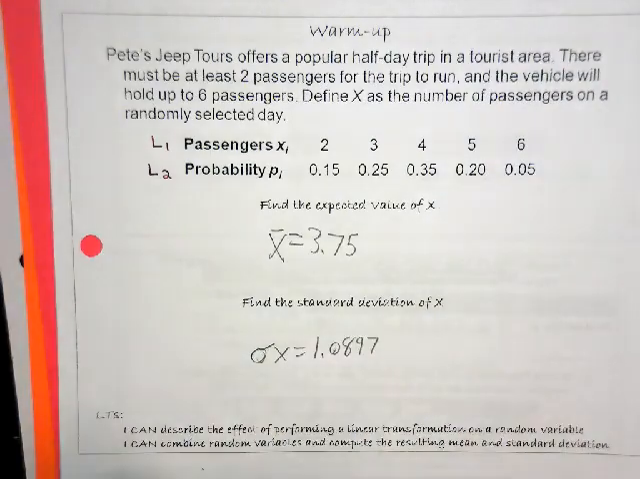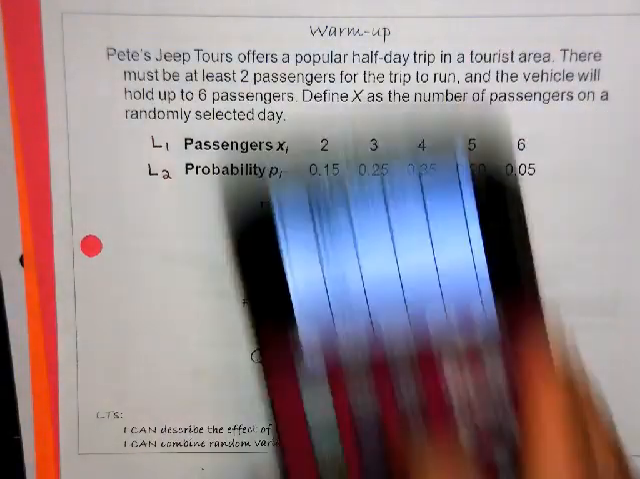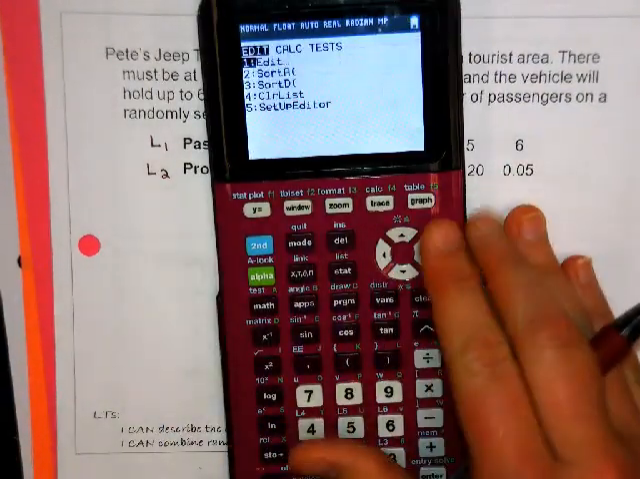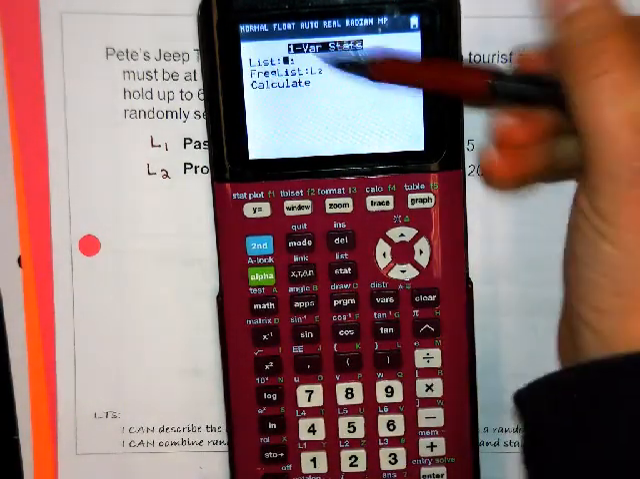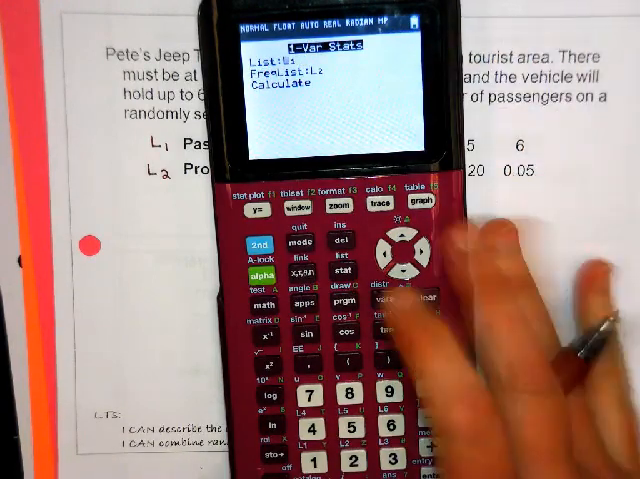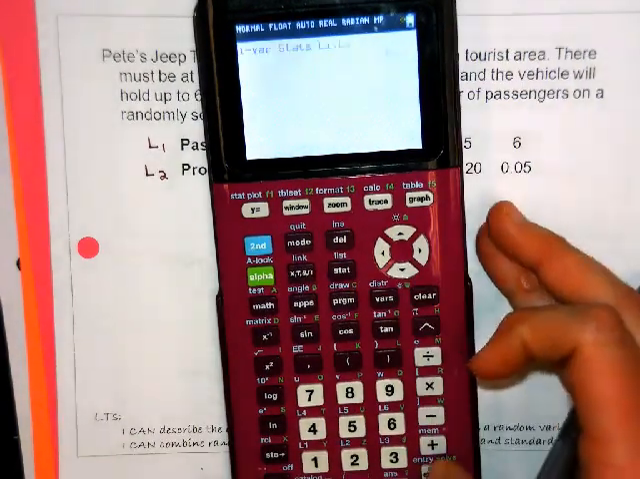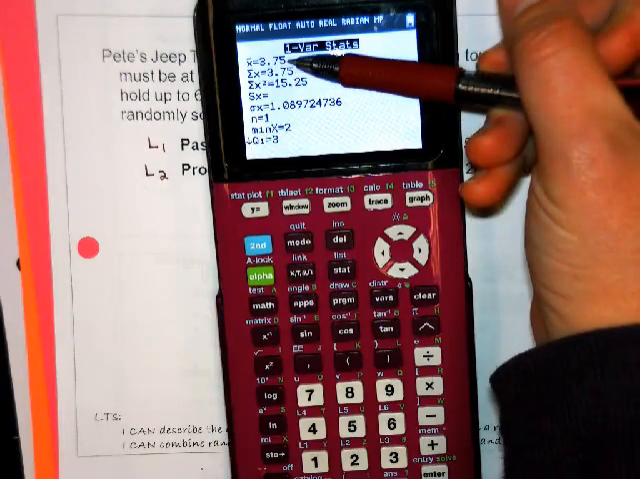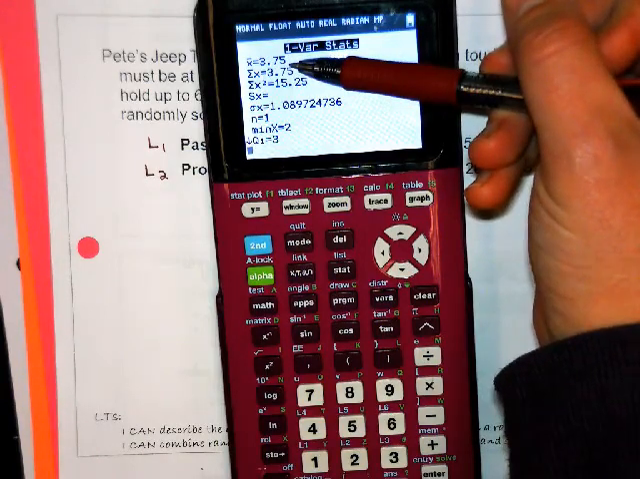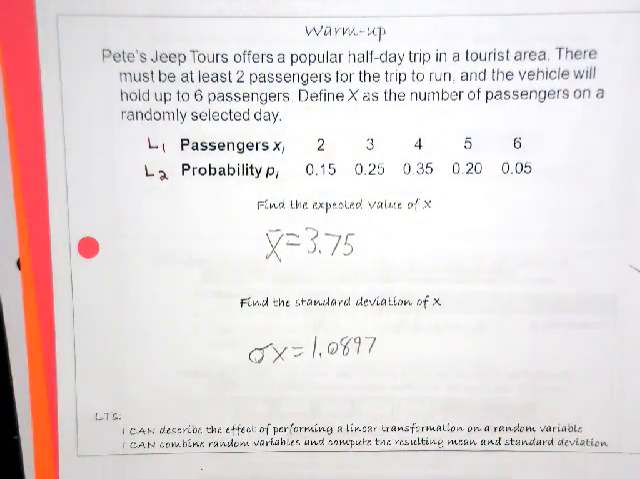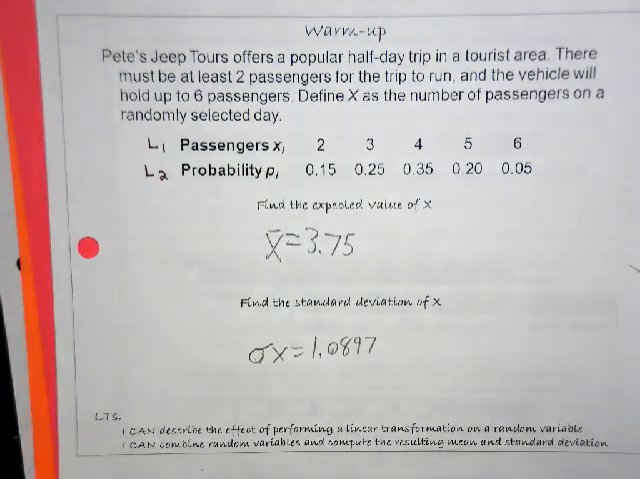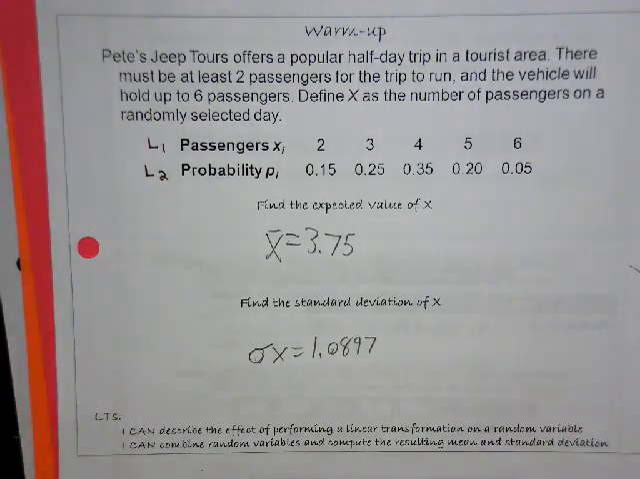Once you have those in your lists, to get the answers that Nolan got, you would hit Stat, go over to Calc, 1-Var Stats. List is list 1, frequency list is list 2. Our average or expected value is 3.75, standard deviation 1.0897. Now, like I said, the rest of the lesson today is going to be based off this idea, Pete's Jeep Tours.